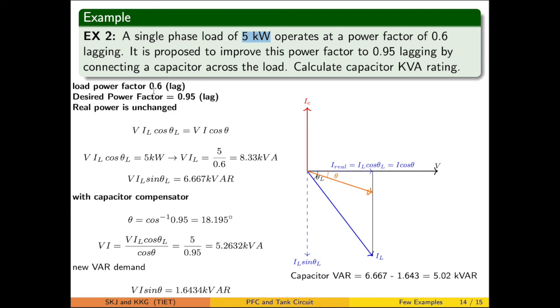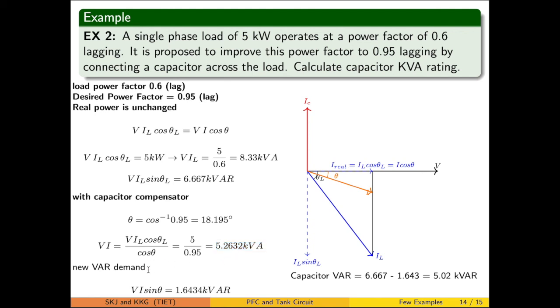So in that way, we will first calculate the value of V into IL, then we will be able to find out the reactive current component. Now, 0.95 is a lagging power factor, so correspondingly we can note the desired theta value, and the new value of VI can be obtained by having a real power balance as explained previously. So this is VIL cosine of theta L upon cosine theta. Cosine theta is known, and VIL cosine theta L is known as 5 kilowatt from the supply. So we will be getting this.